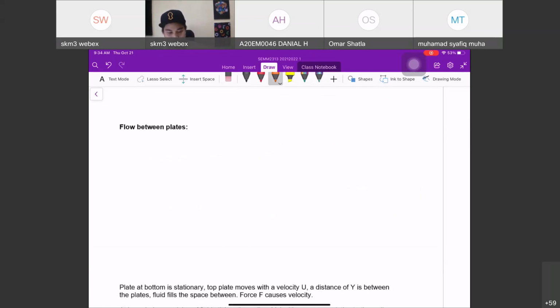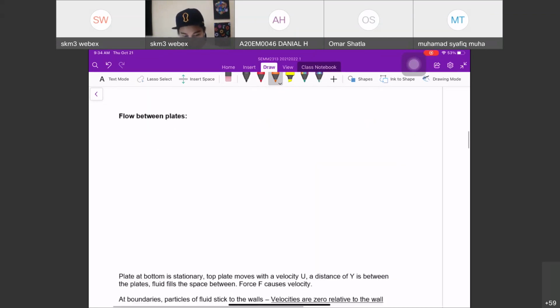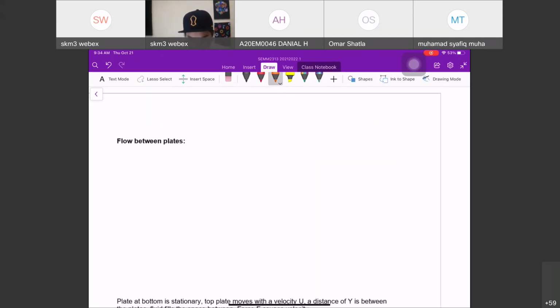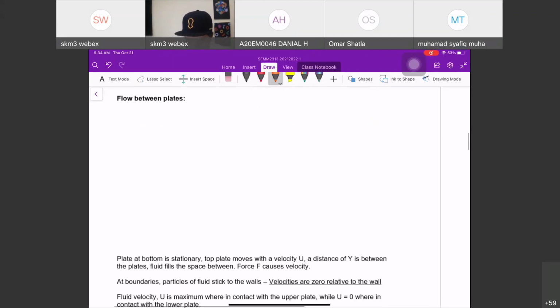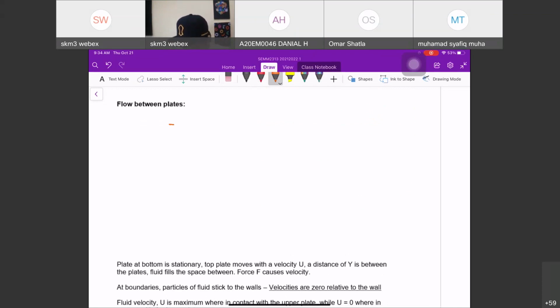All right, now let's take a look at this one. Please focus here. After this, we're going to have the activity, and then the breakout session. For example, if we have flow between plates, let's say we have the top plate and then the bottom plate. This bottom plate is fixed. However, the top plate is moving at velocity u.